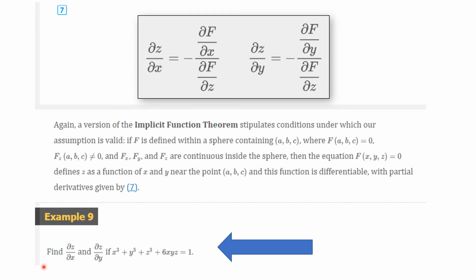Okay, so here is a problem. We want to find the partial with respect to z and the partial with respect to y if you have this implicit function, and notice that this is equal to 1, so you want to move it over to the other side. You know what to do. Let's see how you did.